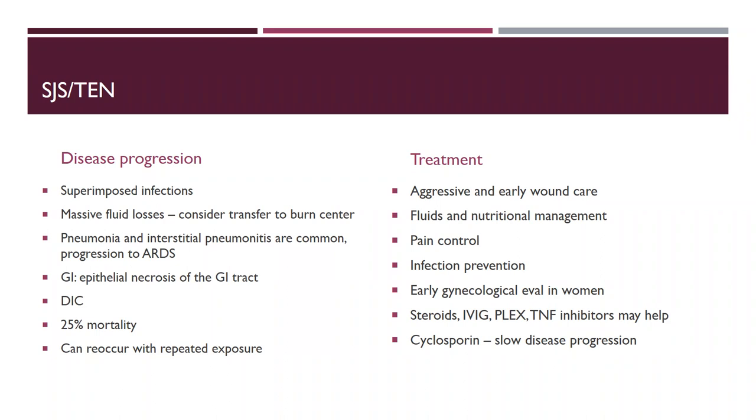Other things is that it's all epithelial tracts that are sloughing. It's not just the external ones. So your GI tract, you can get sloughing. You can get really severe mucositis, you can get esophagitis, and you get GI bleeds from all of the GI epithelium falling off. TEN has a 25% mortality if you're in full blown TEN, and it can reoccur if you re-expose them to that offending agent. So make sure you put it on their allergy list if you identify a source.